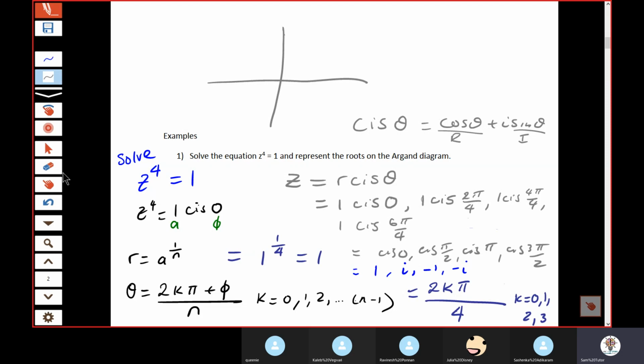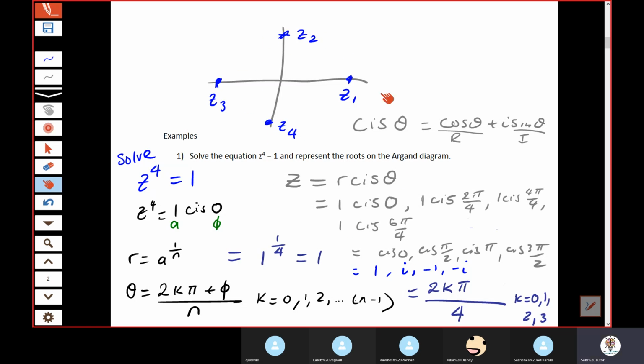And then it says represent the roots on the Argand diagram. Now, there's my Argand diagram. I'm going to assume we didn't have the ones in blue. Cis 0 is there. That's Z1, as in the first root. Cis 90 is there. That's Z2, the second root. Cis pi, that's Z3. Cis 3 pi on 2, that's Z4. Can we see that that would be the solutions? And we know it's true now because we just worked them out. 1, there's 1. i, minus 1 and minus i.